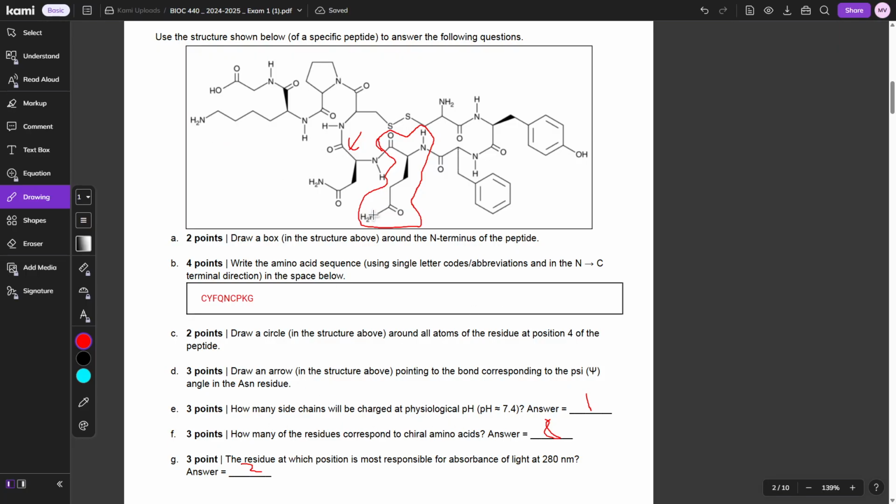Right. So it's asking how many side chains in here are actually basic or acidic? Make sure you read it. Lysine, right? Where's lysine? What number is it? Second to last, right? Good. So lysine is the only one that's basic there.